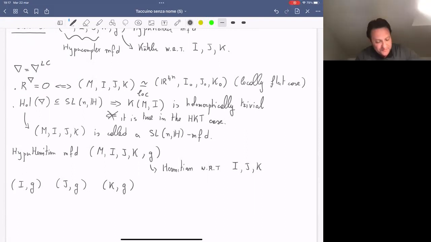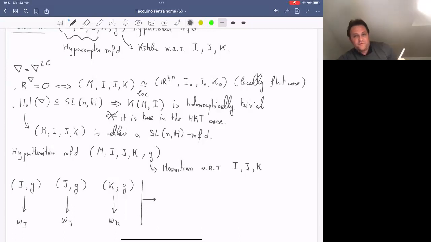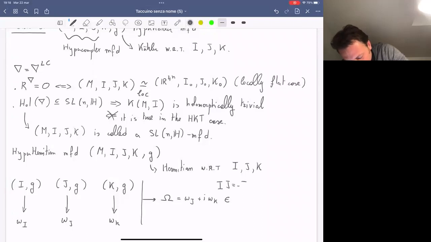And of course, each one induces a fundamental form, omega I, omega J, omega K. And then by using these skew-symmetric forms, we can construct a form which is usually denoted by capital Omega, which is by definition given by omega J plus i omega K. And since I and J anticommute, we have that this form is of type (2,0) with respect to I.